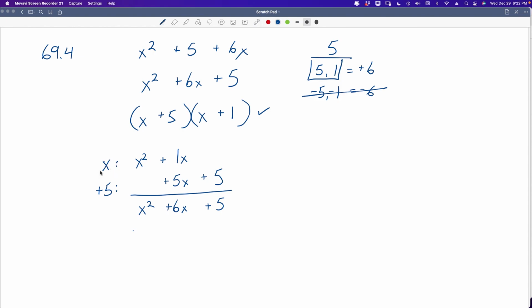We put x and 5 for the first two terms, and we said x times x is x squared, and x times 1 is 1x. Then we went to our second term, the 5, and we said 5 times x is 5x, and 5 times 1 is 5. Then we drew our line, and then we combine. We have a positive 5, 1 and 5 is 6x, and then we have the x squared. This matches this trinomial up here, so we know that we factored correctly.